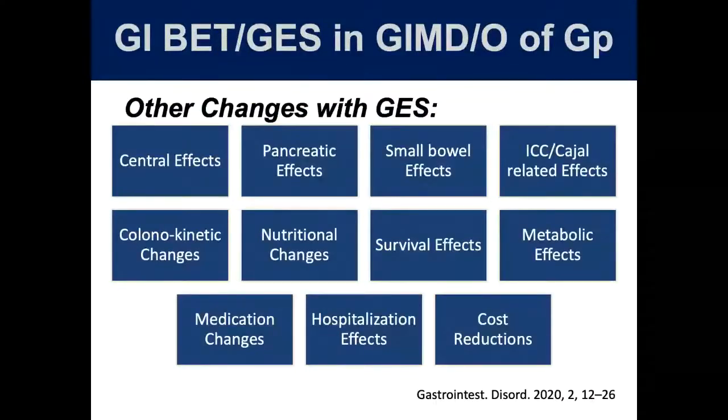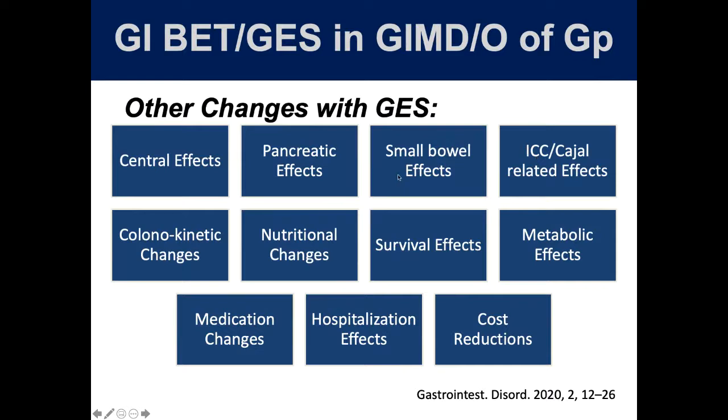Then the other changes from other work: there's a central effect, there's a pancreatic effect. In fact, that's one of the strong things we found early on, was people with chronic pancreatitis can improve their pancreatic function, probably by vagal mechanism. There's a small bowel effect, and that was from a study we did here with diabetic enteropathy with chronic diarrhea, showing we could decrease that diarrhea by stimulating the small bowel.